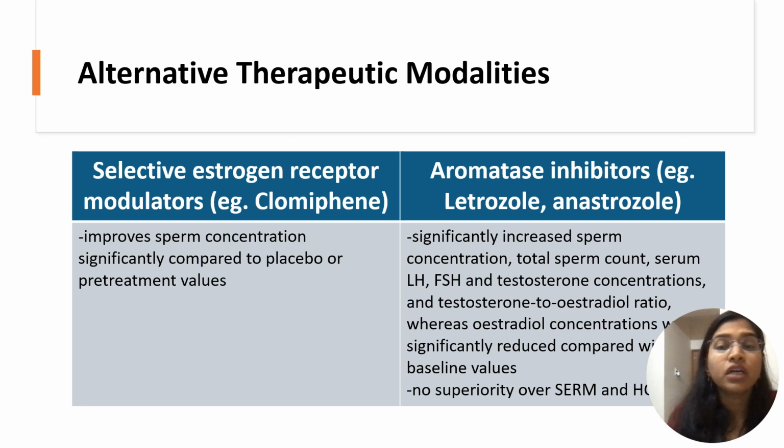Now, if we talk about alternative therapeutic modalities, we have SERMs, that is selective estrogen receptor modulators, such as clomiphene, and aromatase inhibitors, that is letrozole and anastrozole. These drugs have been shown to improve sperm concentration, total sperm count, serum LH, FSH, testosterone concentration, and testosterone to estradiol ratio. But with letrozole, there is no superiority over SERMs.